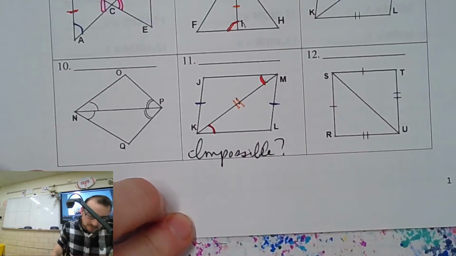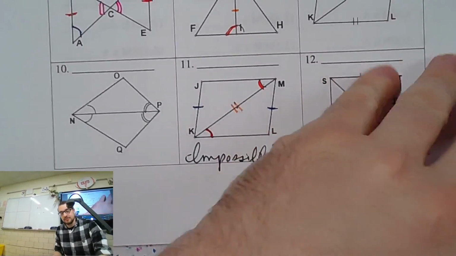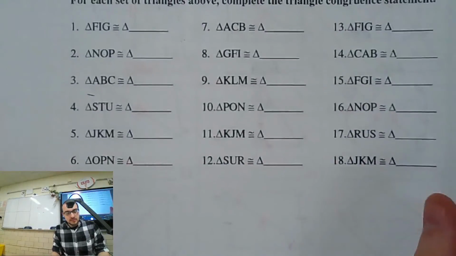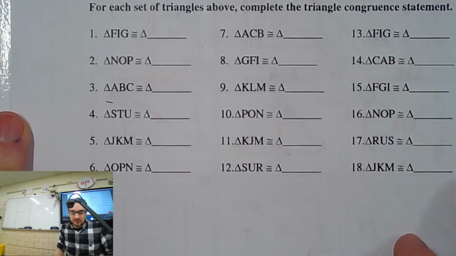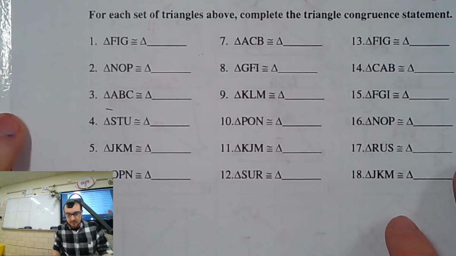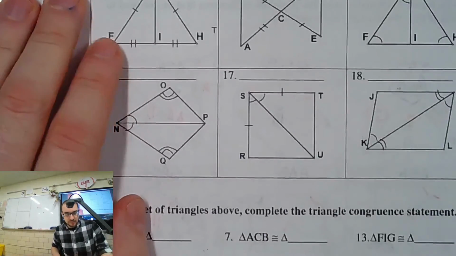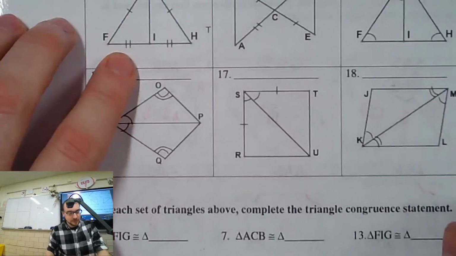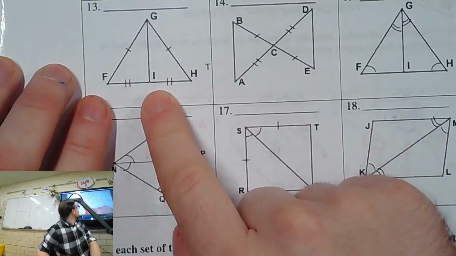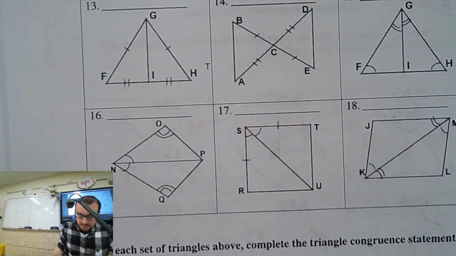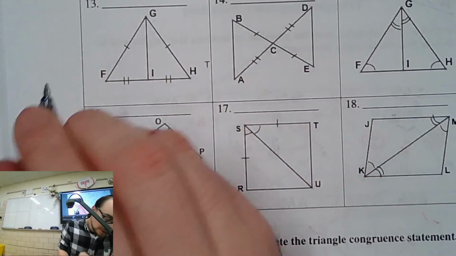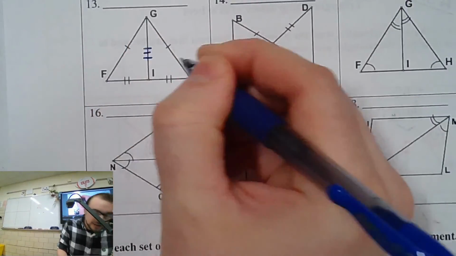Do we do the backside? Oh yes. Let's take a look at the back. Alright, so number 13 says FIG is congruent to what other triangle? Find FIG on number 13. It's this one. It's congruent to what other triangle? HIG. Now, when we write these things, I am going to be a little particular about it because it's going to help you later in life, okay?